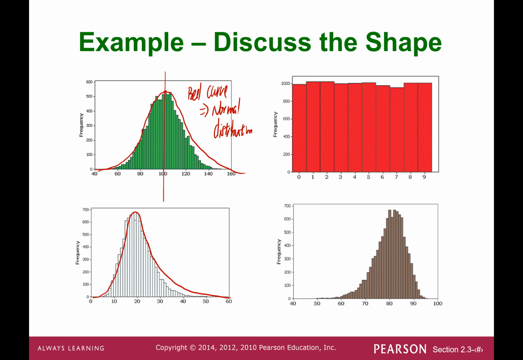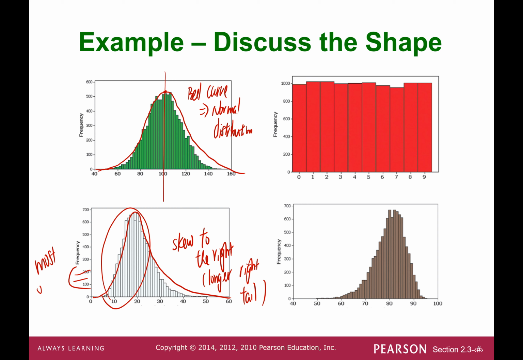And then right here, you can fit a curve. Looks like it's skewed to the right, because we have a longer right tail. And if you look at all these frequencies, most of the data will be concentrated here, right? So that means most of the data values are located on the left-hand side of the center. Center is here, left side of the center.